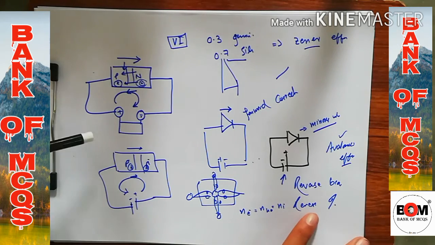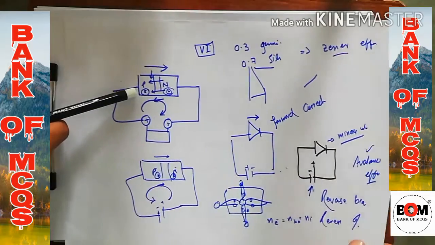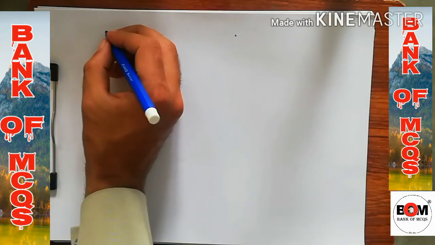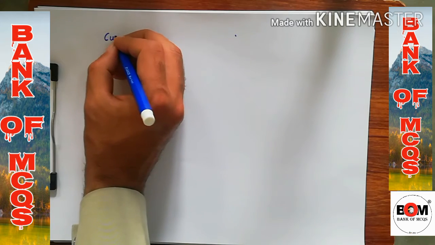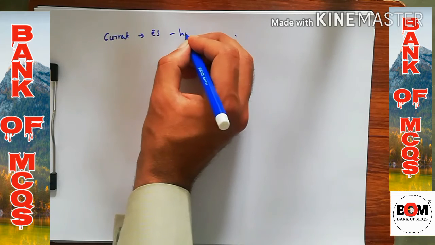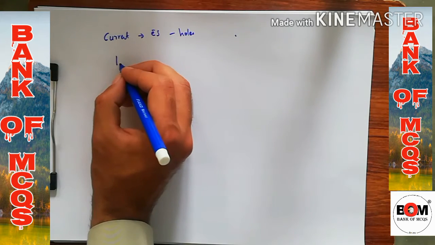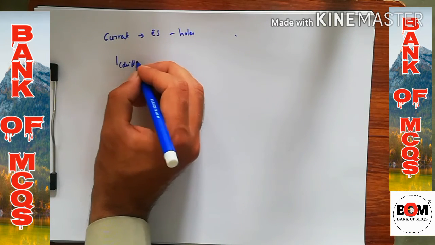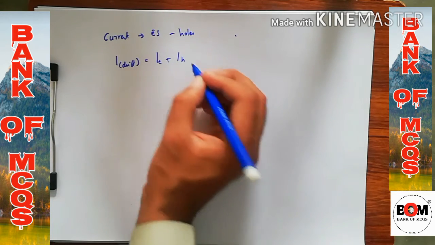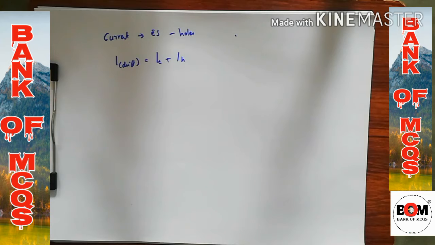Now the next topic is drift and minority carriers. This is simple: current is produced by both electrons and holes. The total current produced is called drift current. This is equal to I due to electrons plus I due to holes. How are the minority carriers produced? These are produced by breaking up covalent bonds.